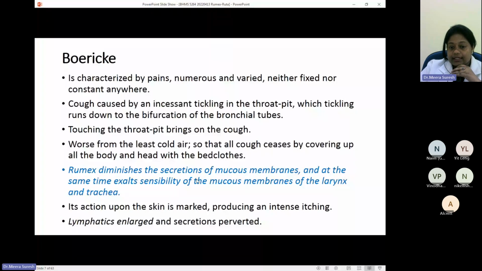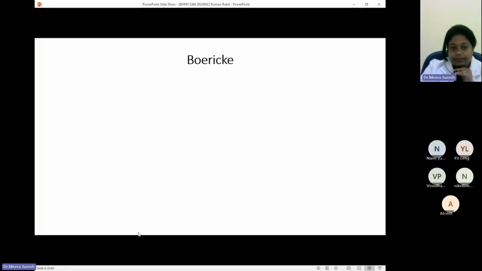Rumex diminishes the secretions of the mucous membrane and at the same time exalts the sensibility of the mucous membrane of the larynx and trachea. So in other secretions there may be dryness, but the mucous membrane of the larynx and trachea will be highly sensitive, which means the mucosal discharge from these respiratory structures will be increasing. Lymphatics enlarge and secretions are perverted, may be increased or decreased.